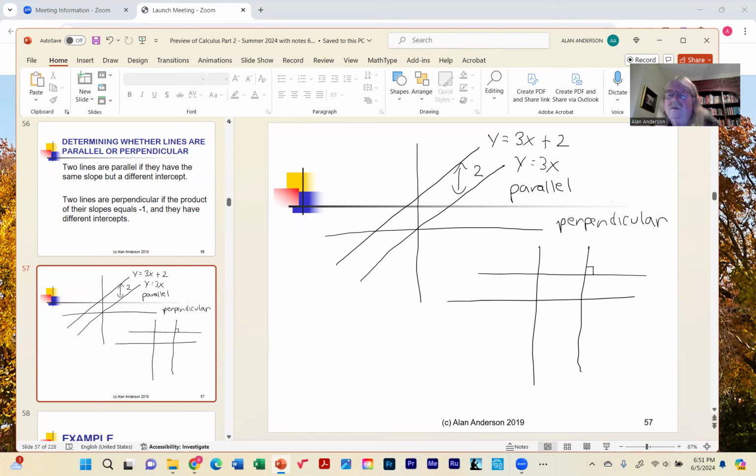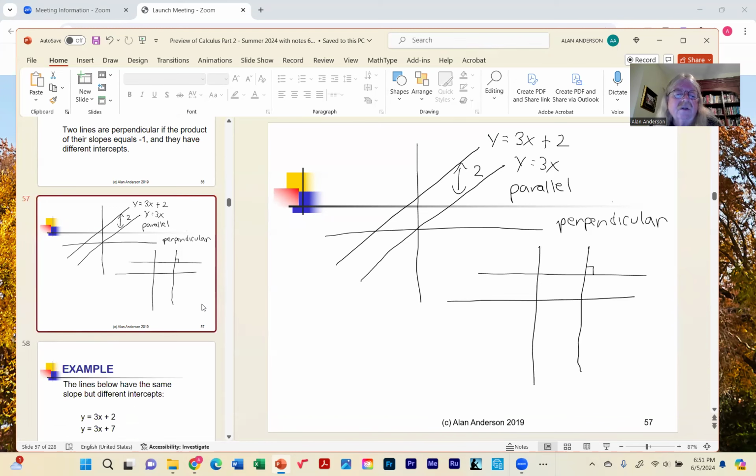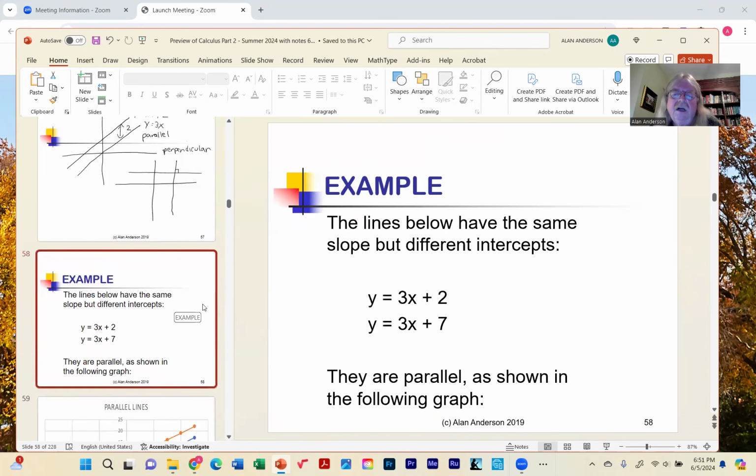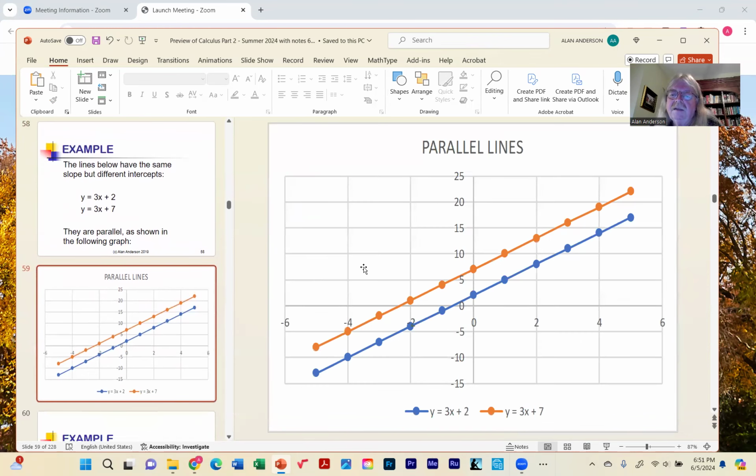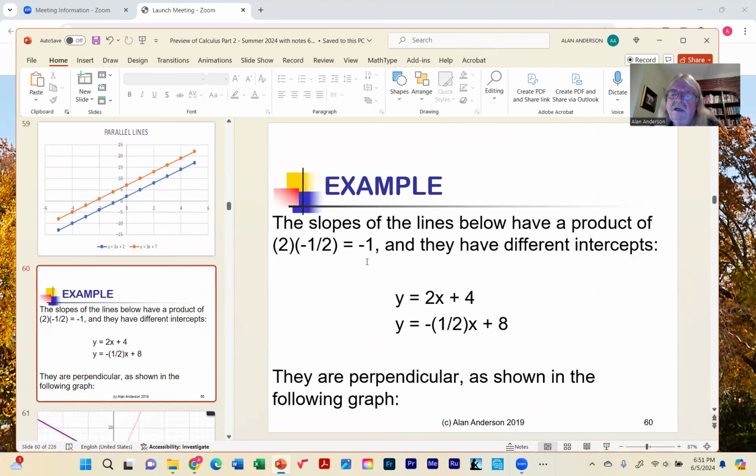So how do you know that two lines are perpendicular? Well, it's easy with parallel. Perpendicular is a little bit trickier, but not very difficult. All you have to do is look at the slopes. Actually, here's some examples with parallel lines. With perpendicular lines, what we need is that the slopes have to have a product of -1.